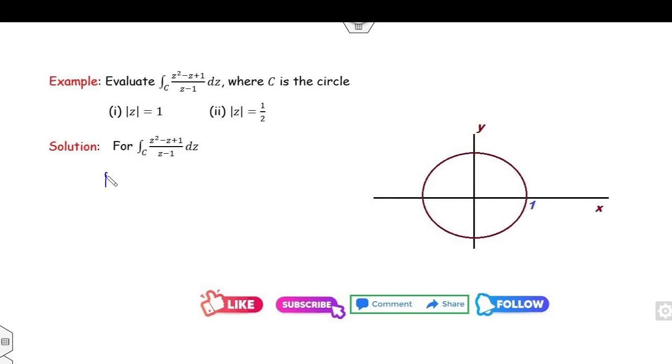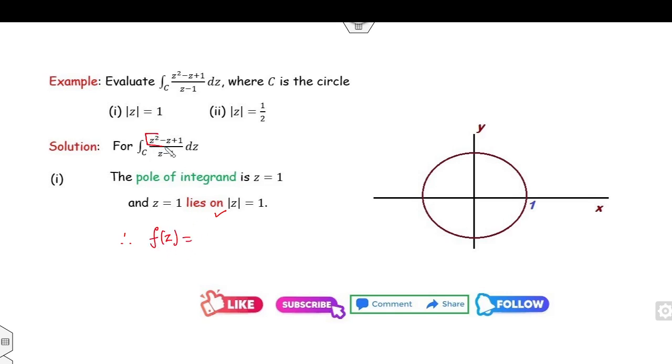Now can you find the pole of this function? The pole will be where the denominator is 0. That is z is equal to 1. Now look at where z is equal to 1 lies. It lies on the circle. The pole is z is equal to 1 and it lies on the circle. So therefore, apart from z minus 1, what is left behind is this. That means z square minus z plus 1.